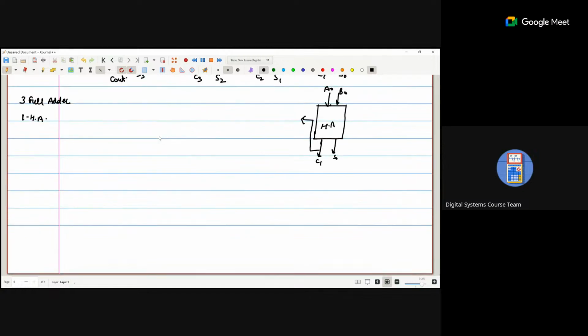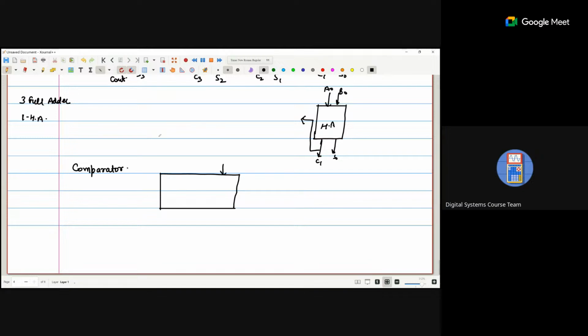Now I will give you one question. Before that, we go with the comparator. What does the comparator do? A comparator basically compares two inputs, either 1 bit or 4 bit. We will compare the two inputs.